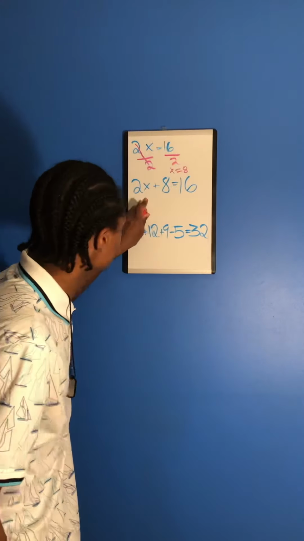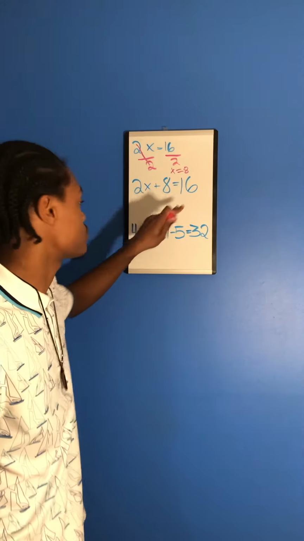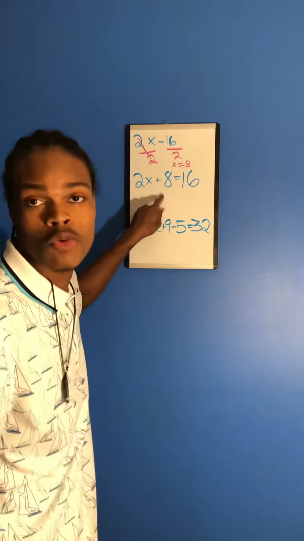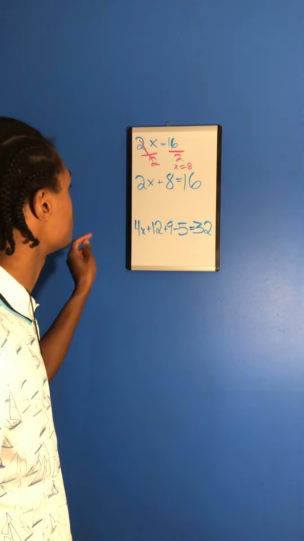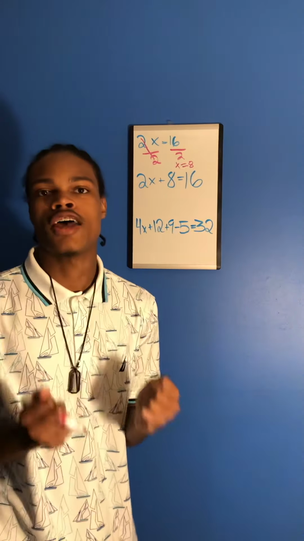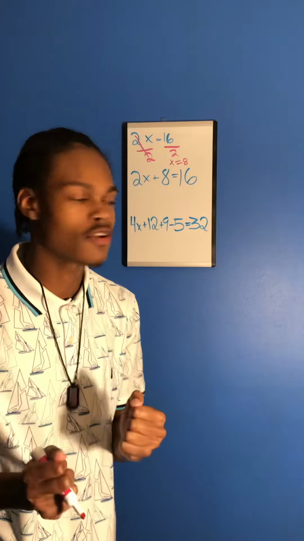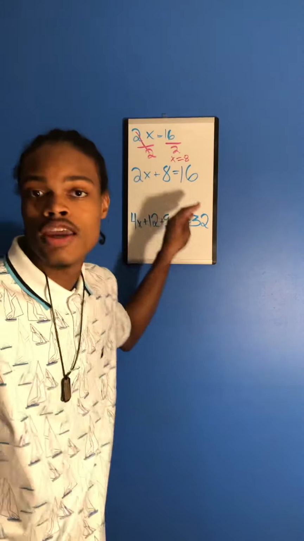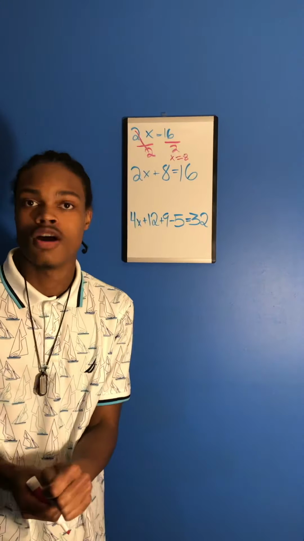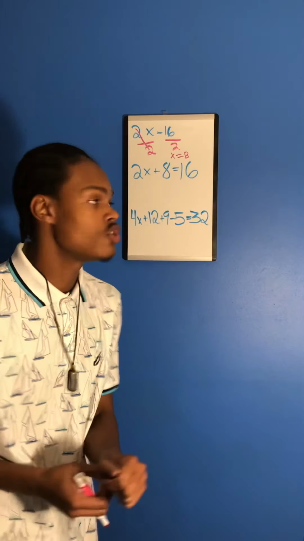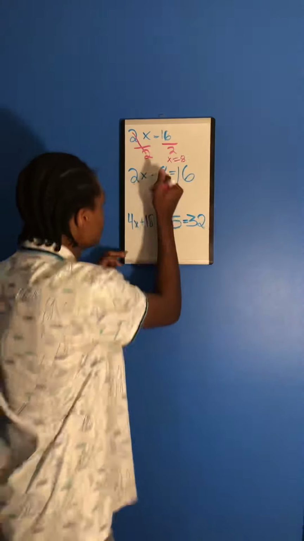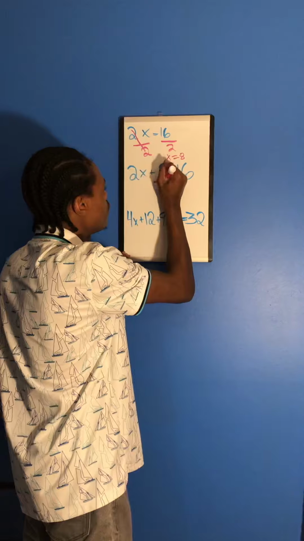We have 2x plus 8 equals 16. Ooh. This time we got a number with a variable. So what we do is, there's something bothering the x. The x wants to be isolated, but there's something bothering it. What's bothering it is the 8. So we do the opposite of addition, which is subtraction. So what we do is subtract 8 on both sides, right?